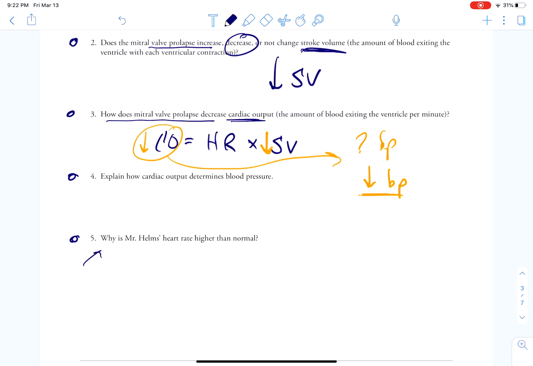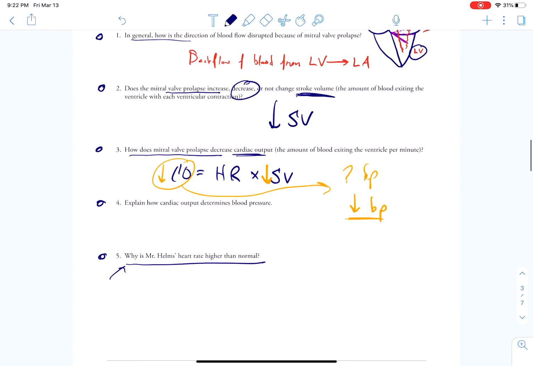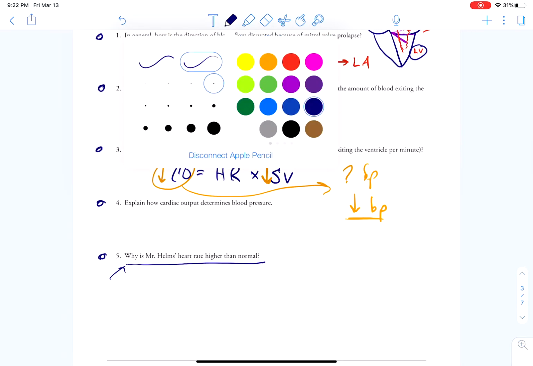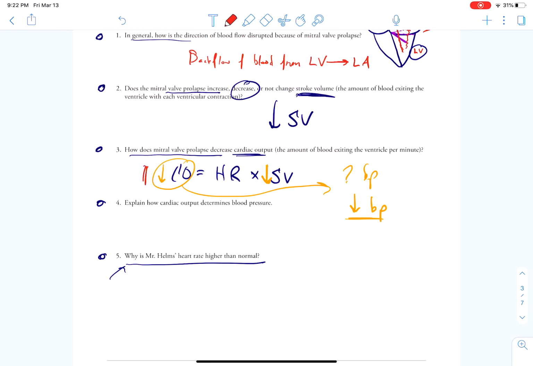So let's skip down to this one here. Why is Mr. Helms' heart rate higher than normal? Well, what is he trying to do to get that cardiac output back up? He's increasing his heart rate. So that increase in heart rate is his body's response to try to get that cardiac output back up to where it needs to be.